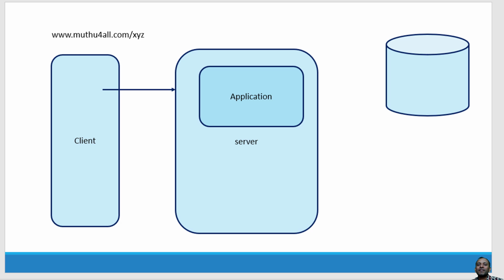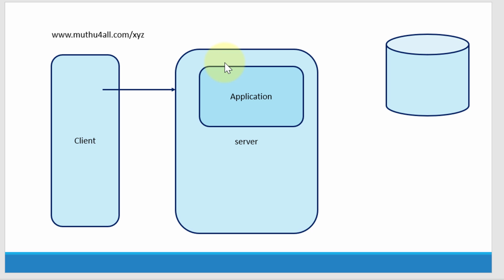Hi, let us have a high-level understanding of a typical web application environment. Whenever a client makes a request to a server, mostly the client will be a web browser. In this case, I am going to look for a resource XYZ from muthuforall.com. So the request will be made with the HTTP protocol to the server saying I need the XYZ resource.